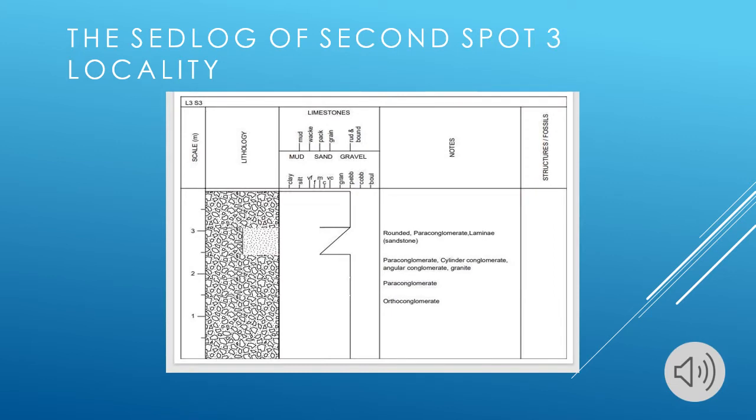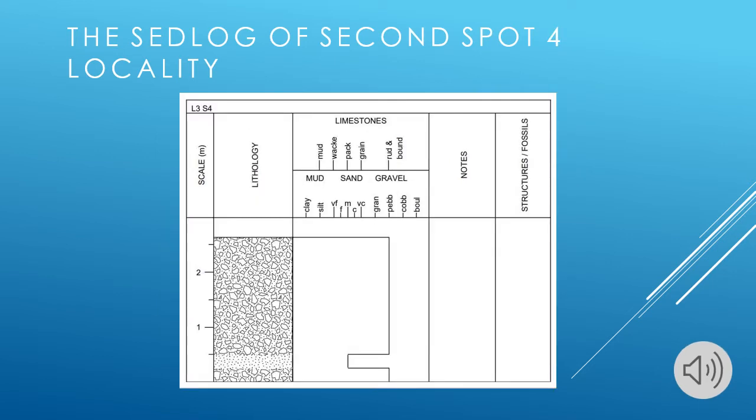The setlog of second locality of spot 3 shows it mainly consists of conglomerate with gravel lithology, where the grain size ranges from medium to pebble. This spot also consists of rounded sandstone with para-conglomerate laminae. The para-conglomerate is composed of cylinder conglomerate, angular conglomerate and granite. This locality mainly has interbedded para-conglomerate and auto-conglomerate.